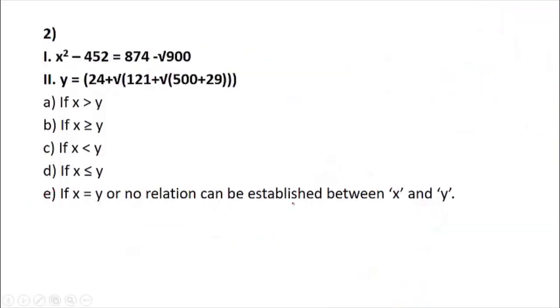Let us move on to question number 2. Let us take the Roman number 1. X square is equivalent to 452 is equivalent to 874 and root 900. No need to write the question again, it is a waste of time. The 900 could be written as 30.